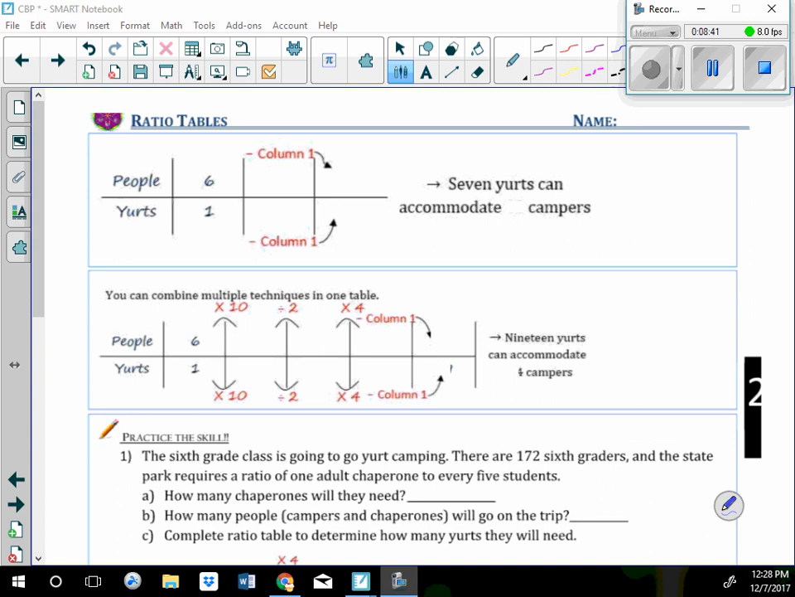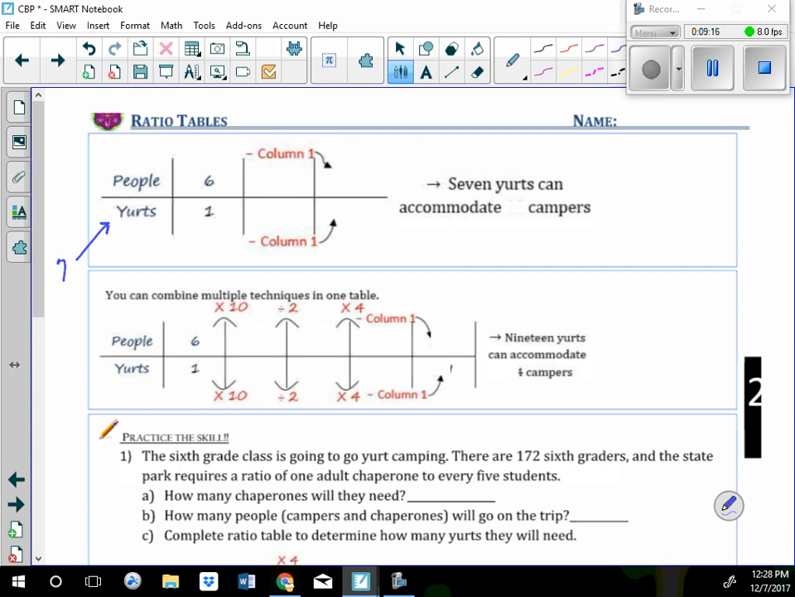For our next goal, I want to talk about how to subtract columns. So we've multiplied columns, we've divided columns, we have added columns, and now we're going to subtract columns. So in this one, we want to know how many campers can be accommodated by 7 yurts. So we're trying to get this bottom number to 7. Okay? And the most efficient way would just be to multiply times 7. But today, it's my goal to show you how to subtract columns.